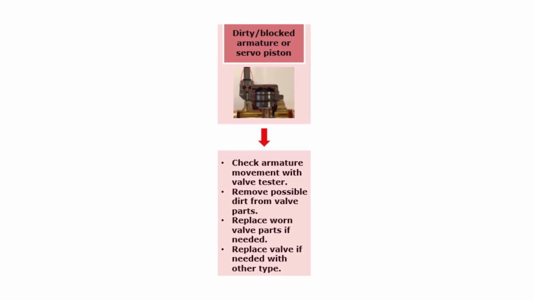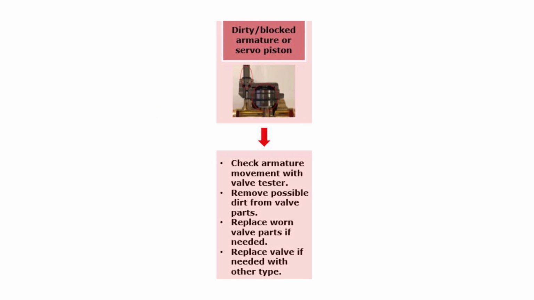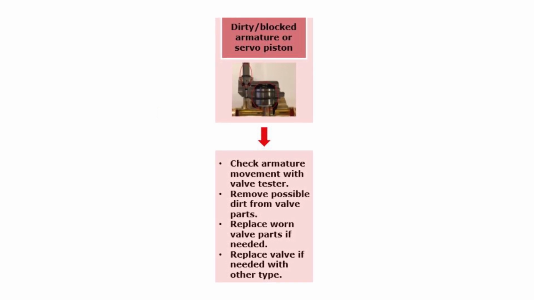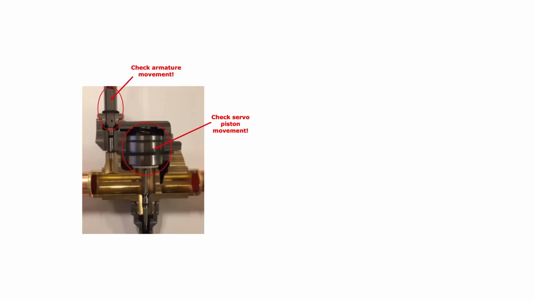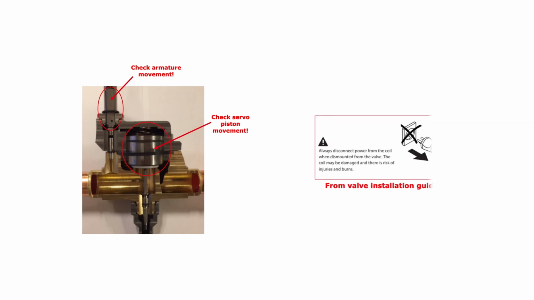Now, if there seems to be a dirty and/or blocked valve armature or servo piston causing the valve not to close, then the first step is to check the movement of these two valve parts. Remember to disconnect the supply voltage to the coil before removing it from the valve. You can check the armature movement without taking the valve apart.